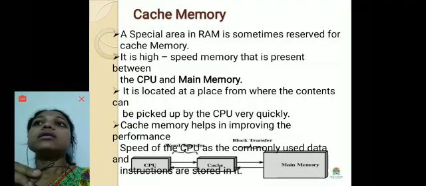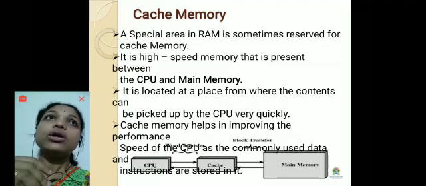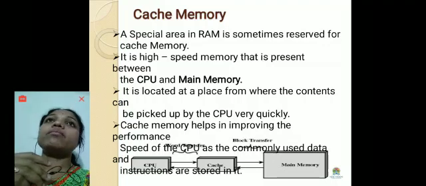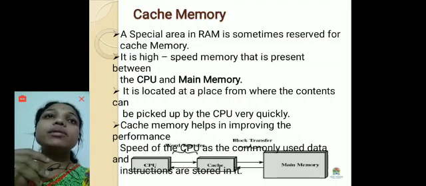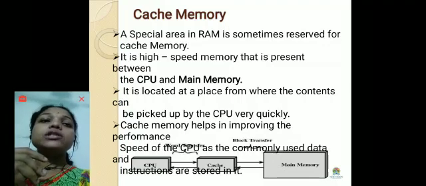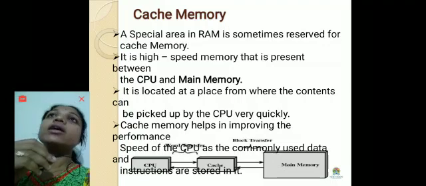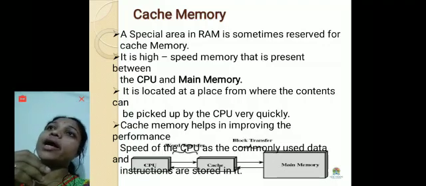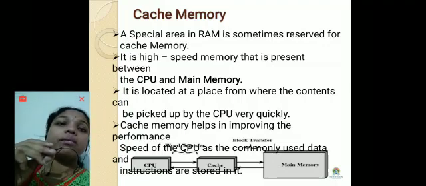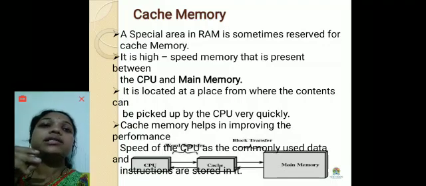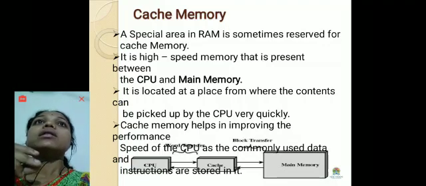Suppose I want to see a Word file, a Paint file, and I want to listen to music also. So what will happen? Sometimes the RAM will be full. Then what does the cache memory do? It will help the RAM and store some data in cache. It works in between the CPU and RAM memory, and it is located at a place from where the contents can be picked up by the CPU very quickly.